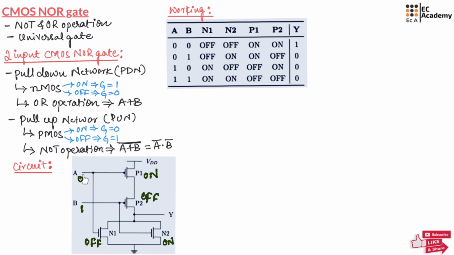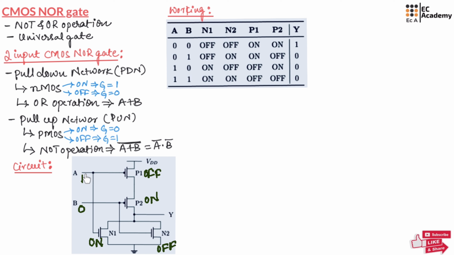When the input is 0 1, transistor N1 will be off and N2 will be on. Transistor P1 will be on and P2 will be off. Since transistor N2 is on, the ground is connected through the transistor N2 towards output Y. The output will be equal to 0.